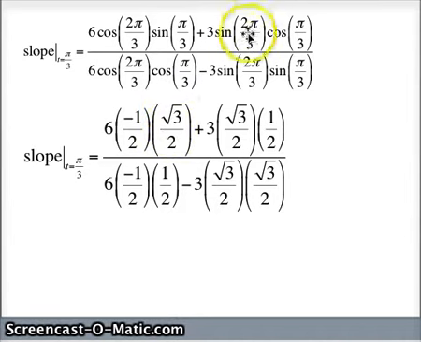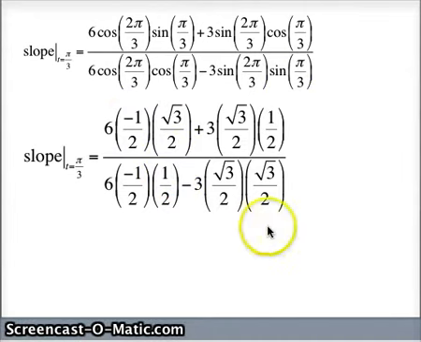Sine of 2 pi over 3, also root 3 over 2 in quadrant 2. Cos of pi over 3 in quadrant 1 is a half. Cos of 2 pi over 3, quadrant 2, negative a half. Cos of pi over 3 is a half. Sine of 2 pi over 3, root 3 over 2. Sine of pi over 3, root 3 over 2.